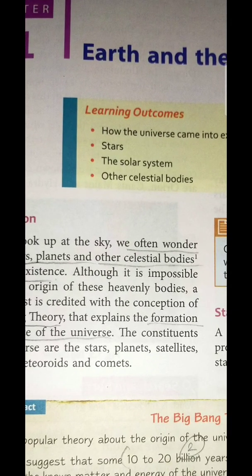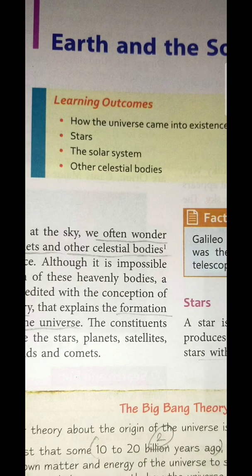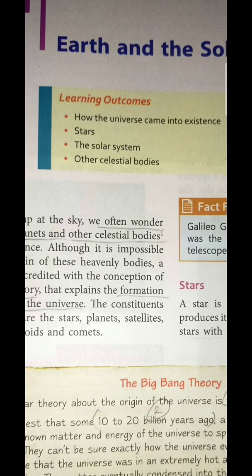So what are the main learning outcomes? How the universe came into existence. We will come to know how the universe, where we are living, and how all such things came into existence, how stars arrived here. We are going to understand the stars, the solar system and other celestial bodies.